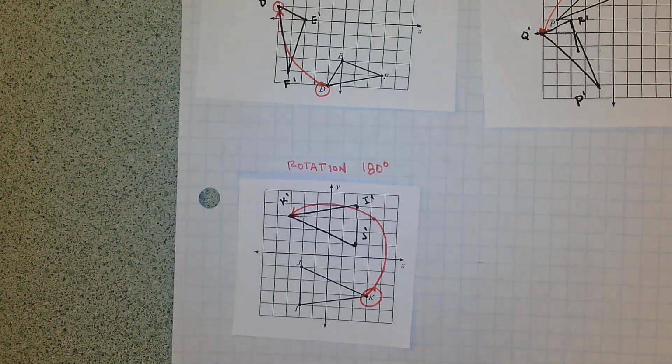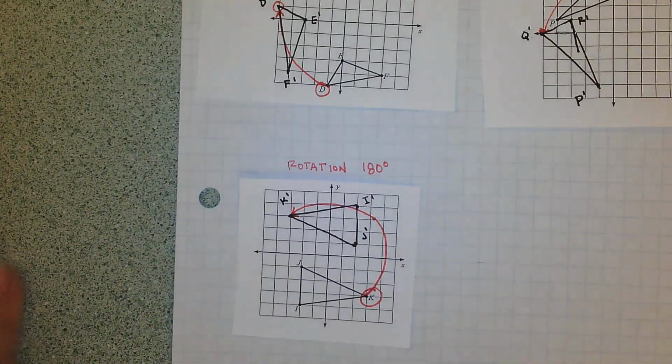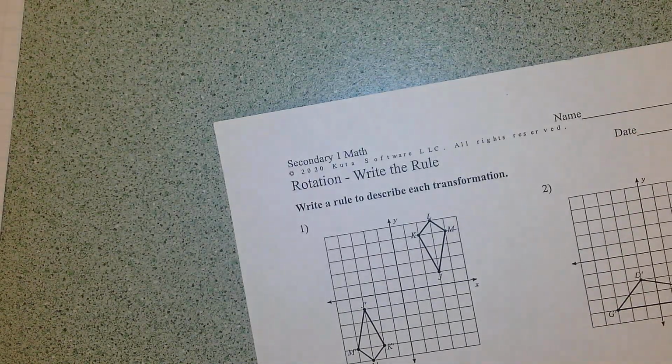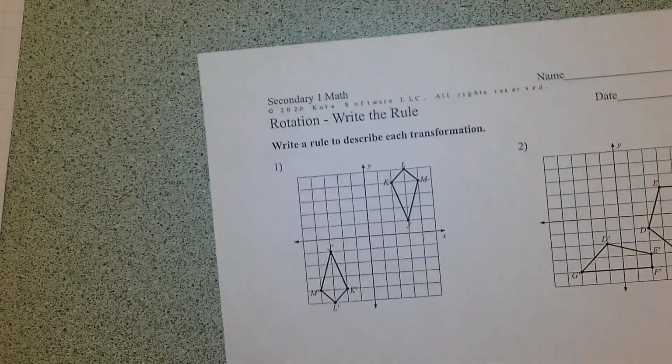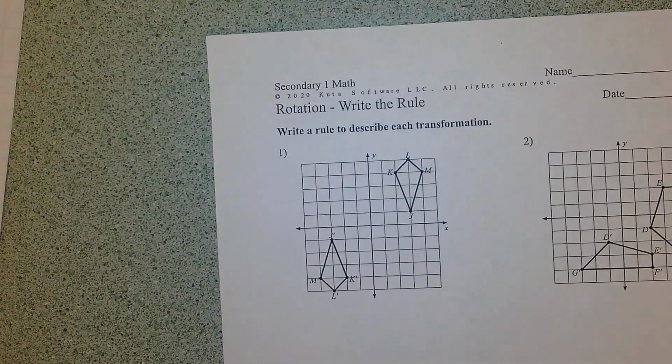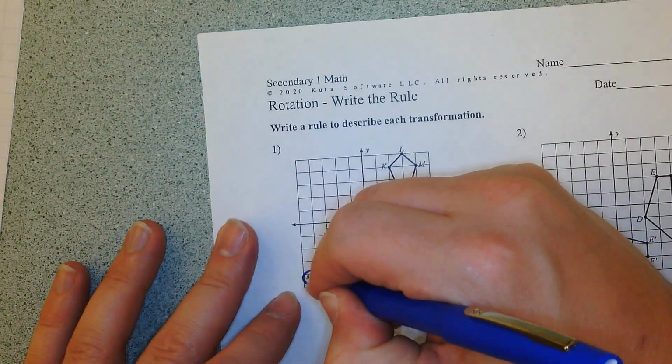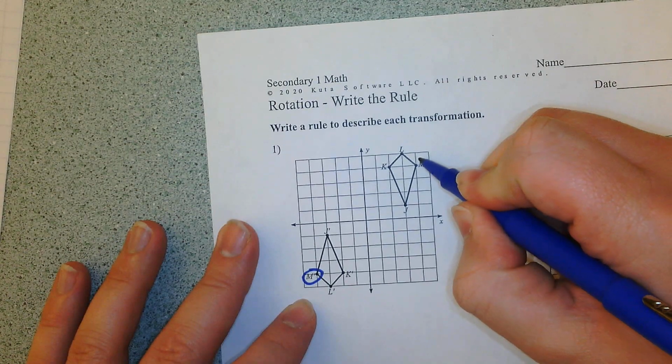All right, so Smith is going to do a couple on your assignment with you. Alright, so let's just do 1 and 2 together. So number 1, again, we're just going to find a point. So let's look at our M. We'll keep it on the outside.